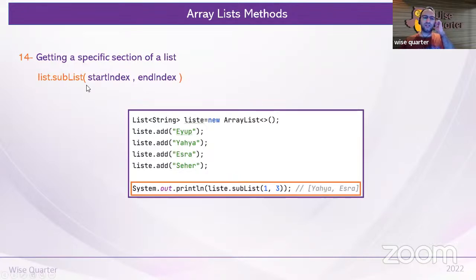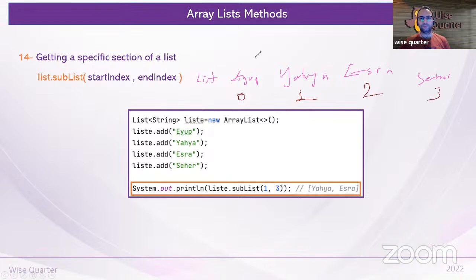Sublist, it is just like a string substring. It takes a part of the list. For example, we have this list, and I want to take all of them starting from 1, and the limit will be 3. Let me write, this is the list. Yeah, it takes time. Esra. And the last one will be Seher. All the elements will have an index value 0, 1, 2, and 3.